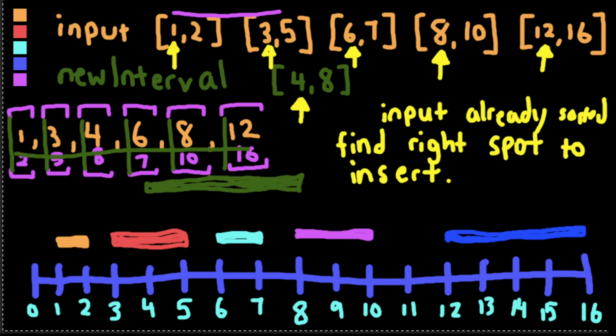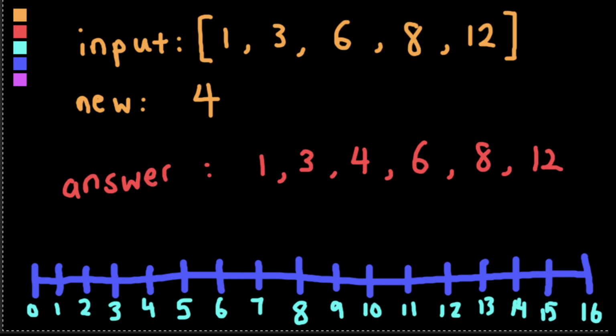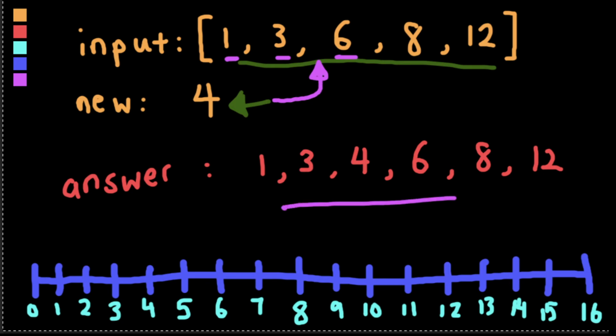If you're given 1, 3, 6, 8, and 12, and they want you to insert 4 where it's supposed to go, well, basically you loop through, you check 1. You say, is 4 lesser than 1? No. Then you check 3. Is 4 lesser than 3? No. Is 4 lesser than 6? Okay, well then, that's where it goes. And you end up with 1, 3, 4, 6, 8, and 12.